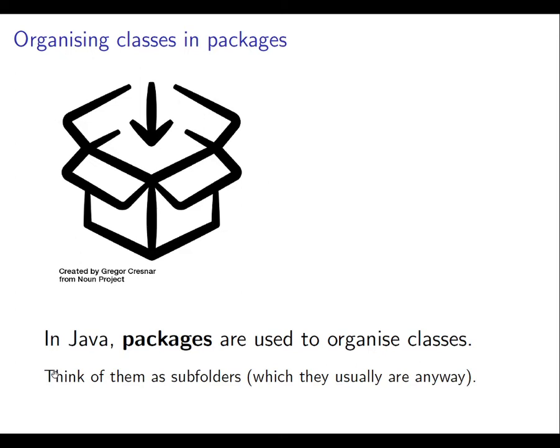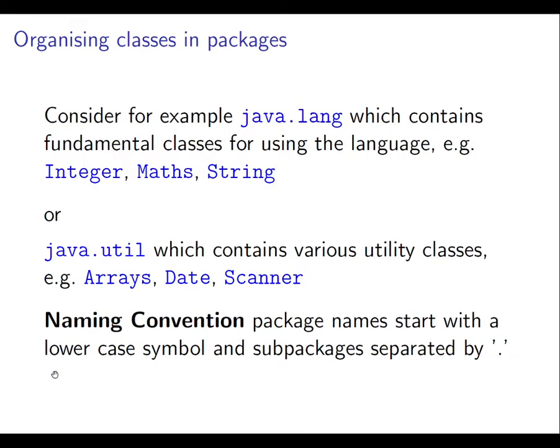You can think about these as subfolders or subdirectories in your operating system file hierarchy, and usually they are in fact laid out in a way which corresponds closely to that. So in Java we have, for example, the package java.lang, which contains the fundamental classes for using the language, the things you've already met, such as Integer, Math and String. I don't think it is maths with an S, actually, is it? That's very British. We also find java.util, which contains, as you might guess, various utility classes. Arrays, with the S there, gives you various useful static methods for doing things with arrays, for example, and we've seen Date in passing, I think, and Scanner, and so on.